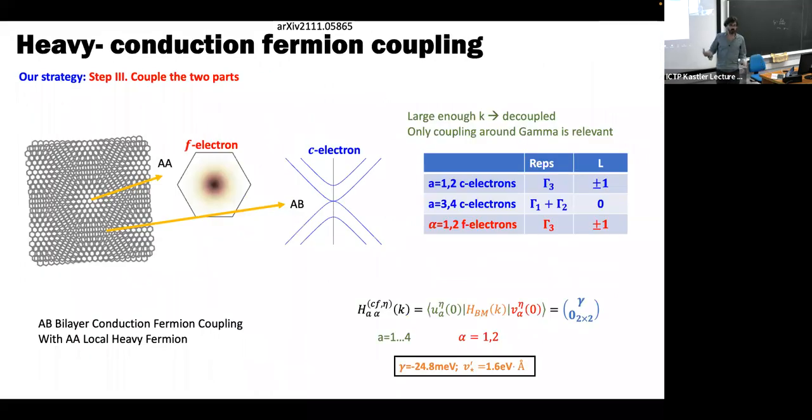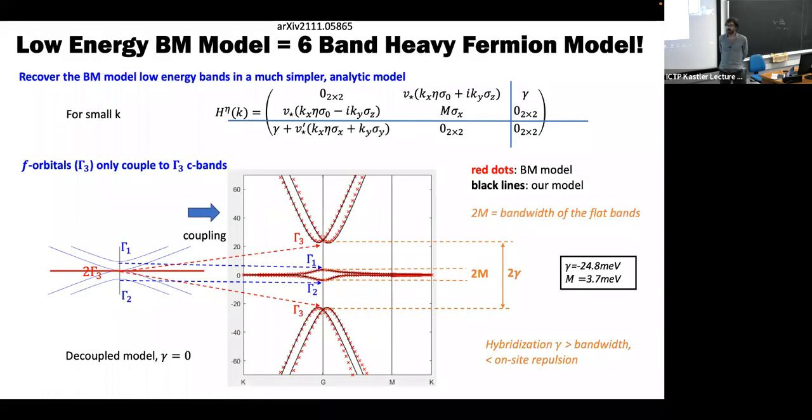So now we have a model of twisted bilayer consisting of a heavy fermion sitting on the AA site, and a conduction fermion, which is the AB untwisted double vortex, which solves the topology. And now we couple them. The first coupling, the zeroth order coupling and the largest, is gamma, a constant between them, and it's 24 millielectron volts. Now we can obtain it analytically. Back then, we only obtained it numerically.